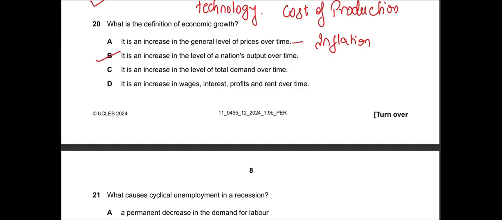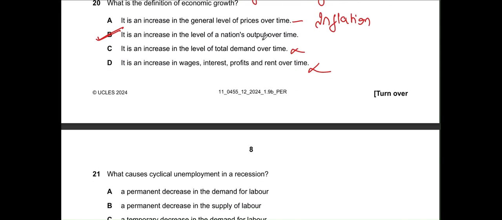This is appropriate one. Let's also see the other option. It's an increase in the level of total demand over time. No, this is not appropriate. It's actually, I would say, the increase in the level of national output. That would be the right thing. And fourth option, it's an increase in wages, interest, profit, and rent over time. No, anyways, it doesn't make sense. All right. So the right answer would be option number B. Moving ahead with the next question.